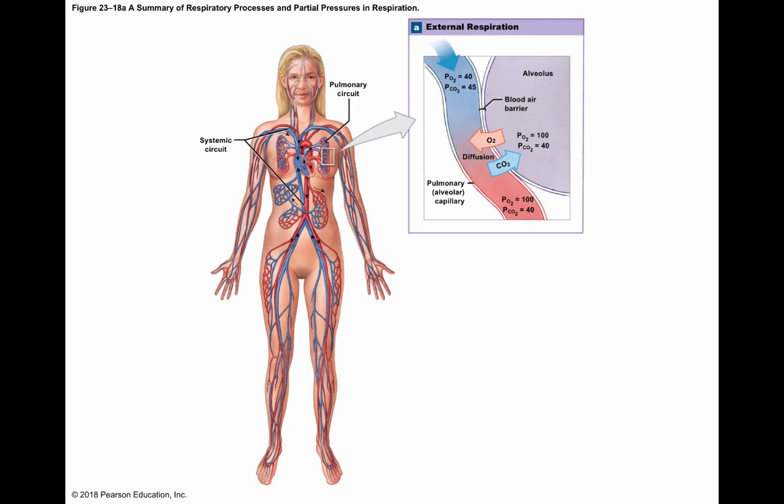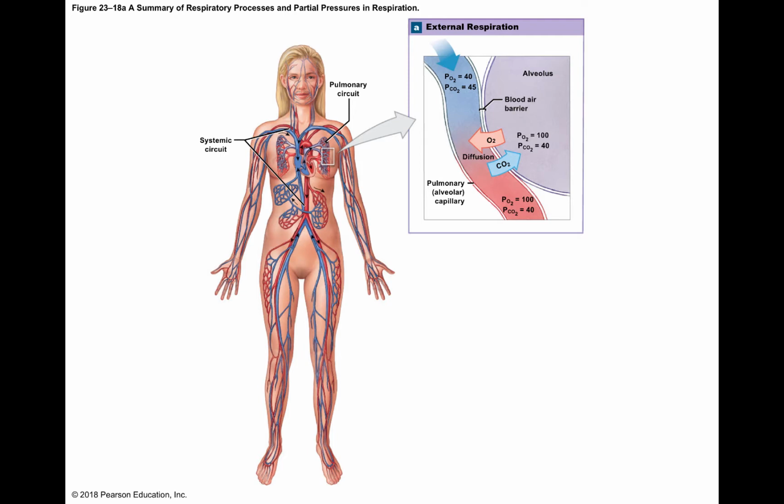So now let's talk about carbon dioxide. Okay. So carbon dioxide is a little different. Carbon dioxide is a waste product. We want to get rid of the carbon dioxide. So the tissues make carbon dioxide as a waste product. And so the blood that's coming up to the lungs is going to have a high carbon dioxide content. And so the PCO2, the partial pressure of carbon dioxide, is going to be a little higher. It's going to be 45.